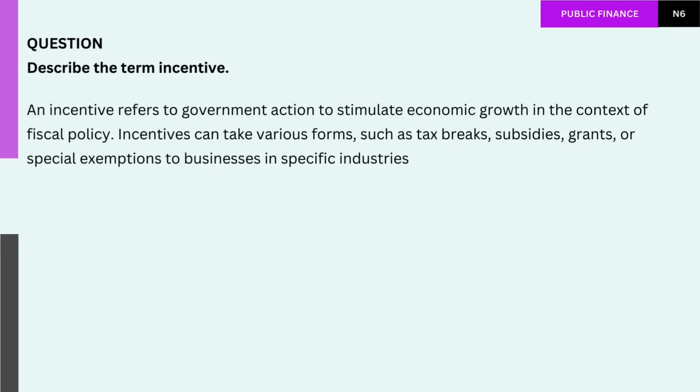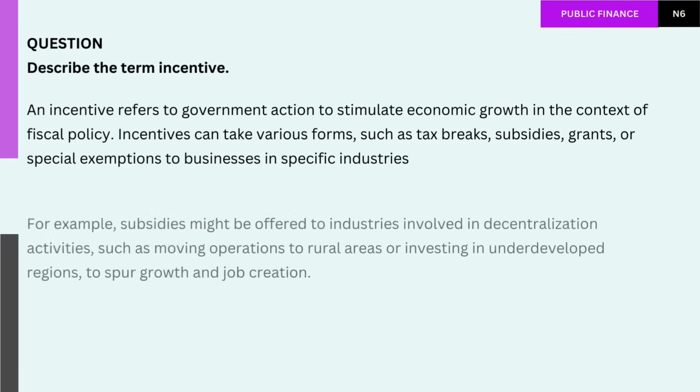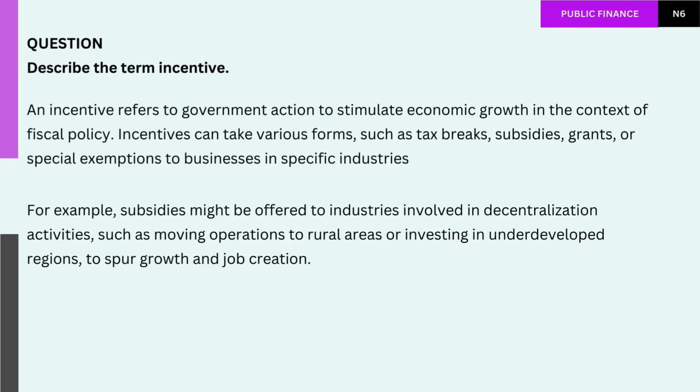Question. Describe the term incentive. An incentive refers to government action to stimulate economic growth in the context of fiscal policy. Incentives can take various forms, such as tax breaks, subsidies, grants, or special exemptions to businesses in specific industries. For example, subsidies might be offered to industries involved in decentralization activities, such as moving operations to rural areas or investing in underdeveloped regions, to spur growth and job creation.